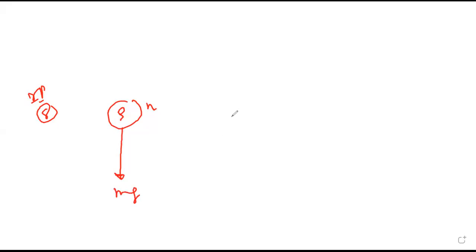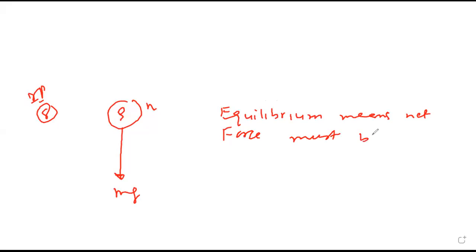What is the meaning of equilibrium? Equilibrium means net force must be zero. That is called equilibrium. So one force is its weight. Second should be the force due to this electric field E.